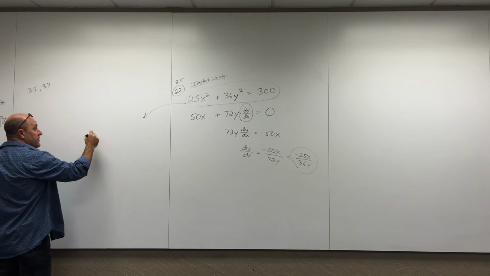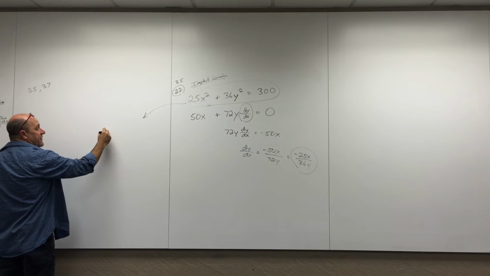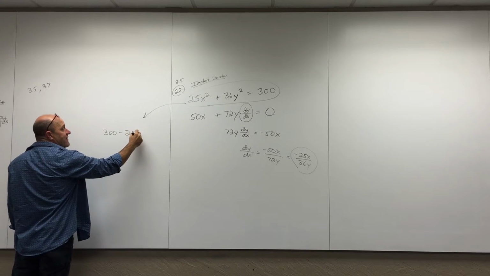Now, I'm going to do this quickly, you guys. If I try to solve for y, I think I'm going to get 300 minus 25x squared.